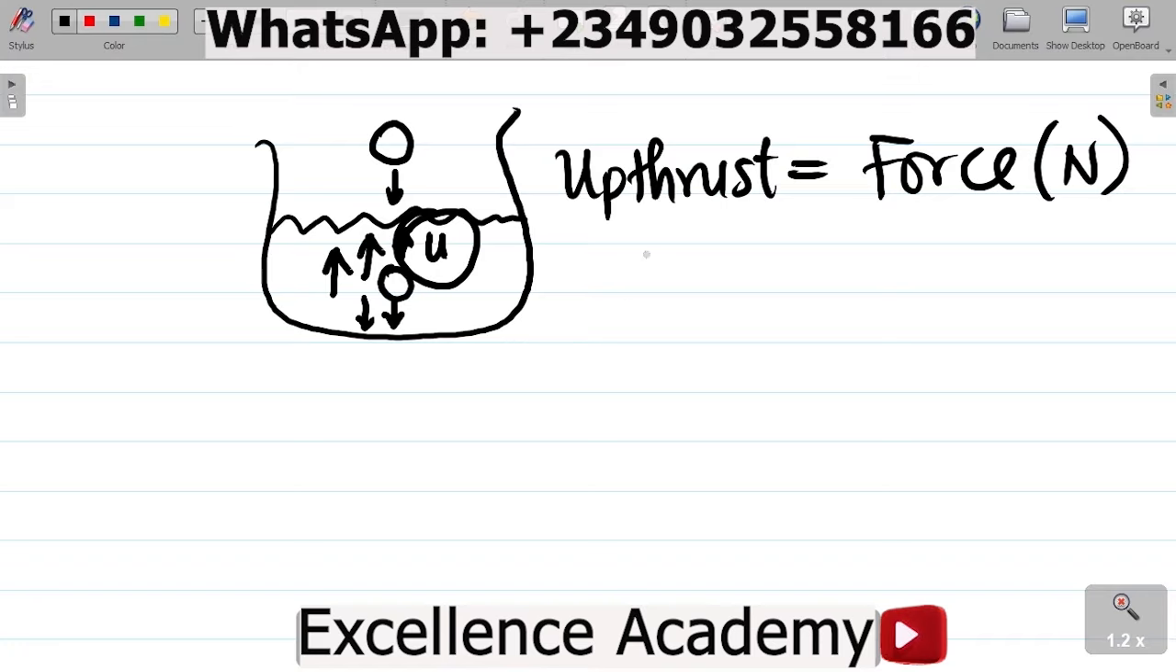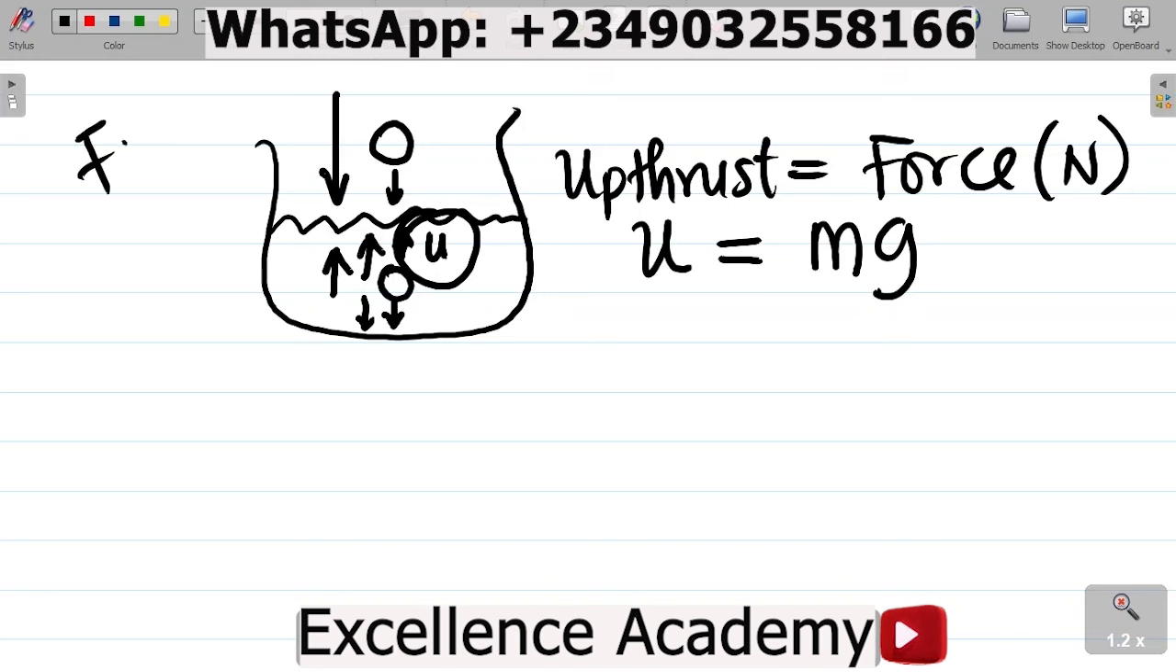Now with this, let's recall something. Let's call upthrust U. So U, upthrust, is equal to, for force, the unit for force can be given by mass times gravity. We're using gravity here because the object is being immersed vertically downward. So when an object is being immersed vertically downward, we don't readily say F equal to ma. No, we replace a with what there? g. Why? Because the body is moving vertically downward. Now with this said, the force here becomes mass times gravity, or m times g.